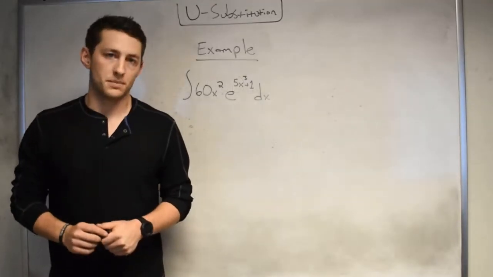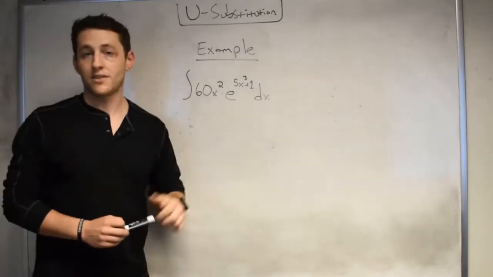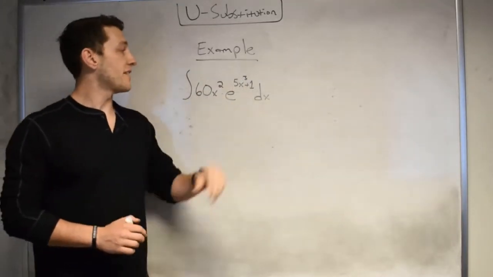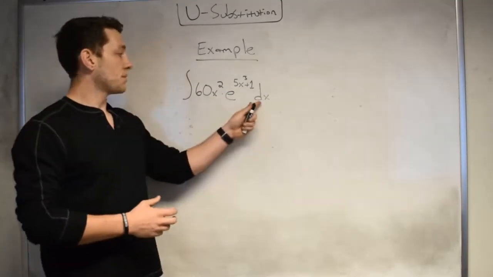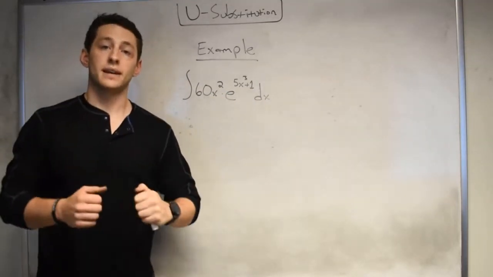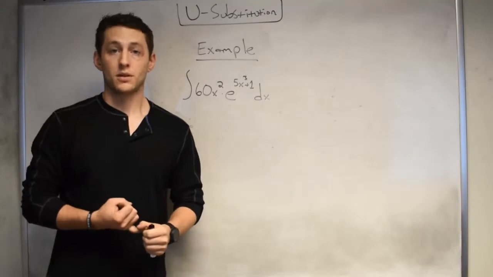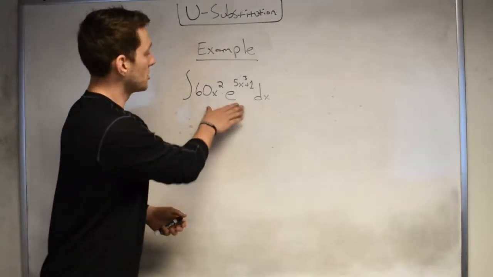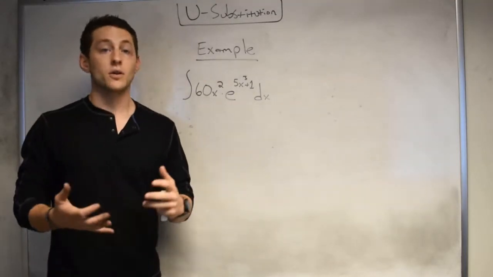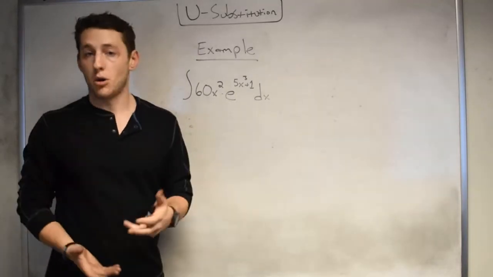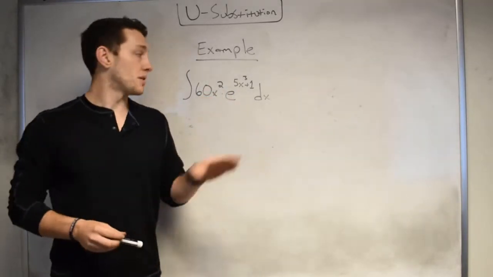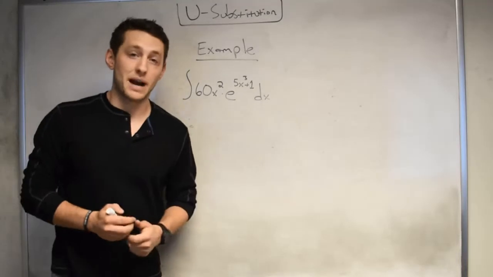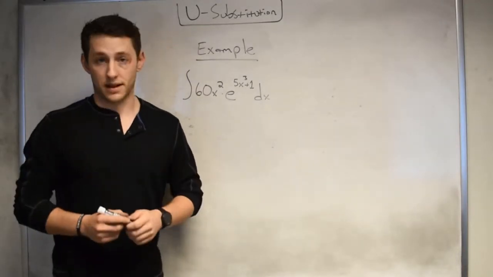Here we have another problem. Integrate 60x squared times e to the 5x cubed plus 1, all with respect to x. Yet again, I check if it's a power rule situation, or if it's any shortcut rule. Turns out it's not. So can I do some algebra to it? Well, no. The issue is I have something up here in the power. So my only other option as of right now is going to be U-sub.